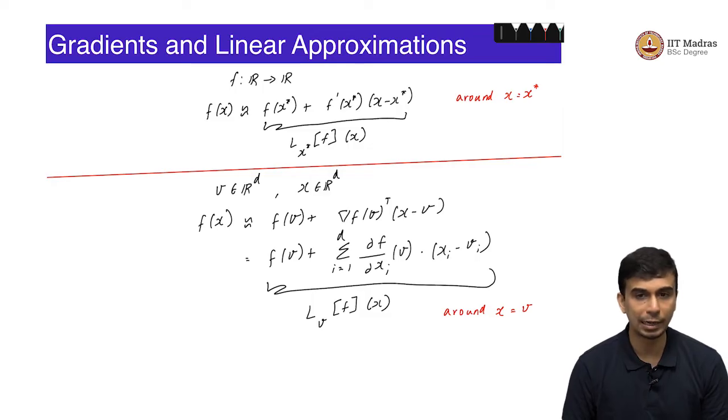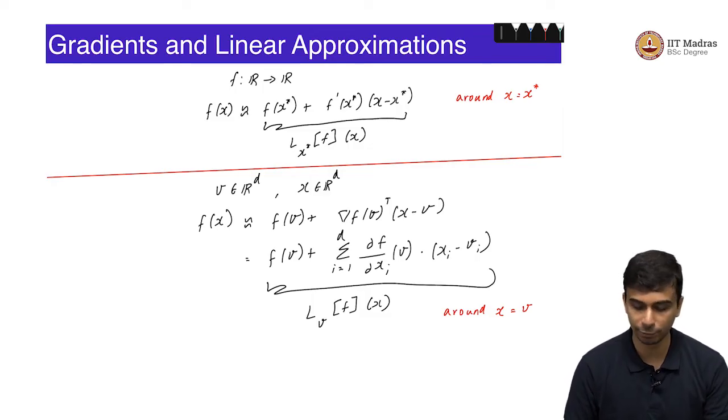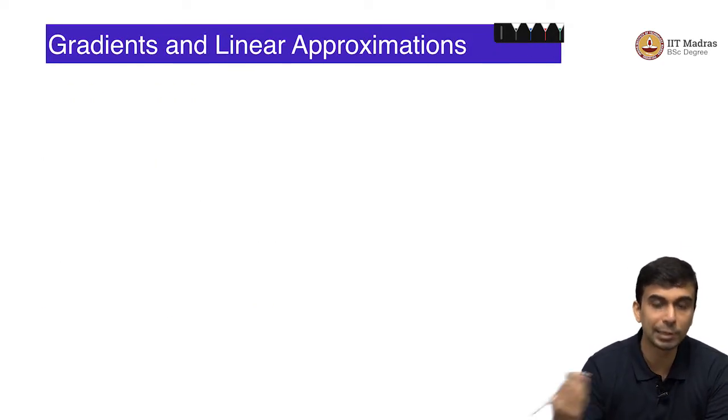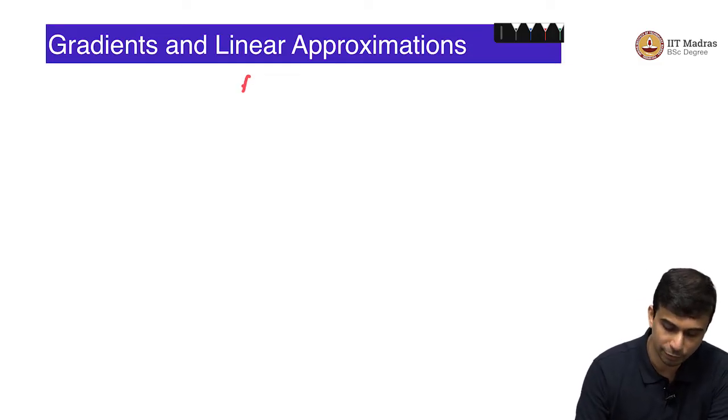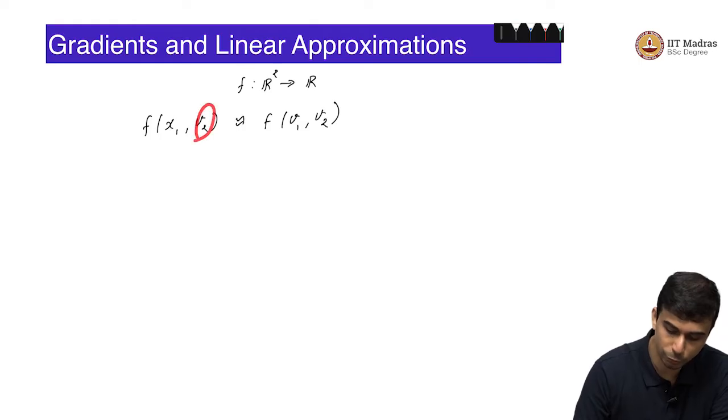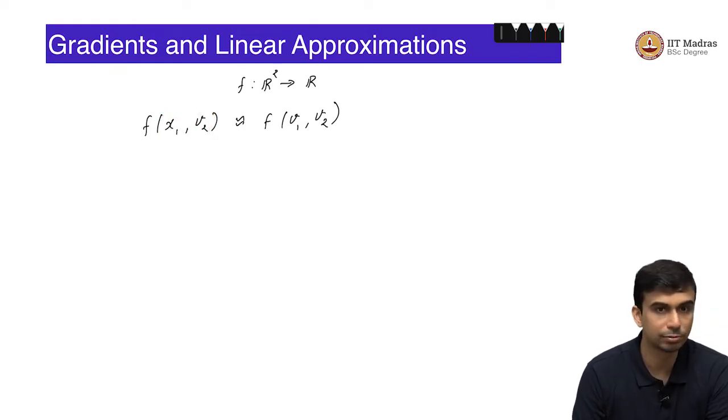We will give one possible interpretation of this linear approximation. The way we do that is by breaking down into multiple one dimensional functions. We will make life easier for ourselves and just consider a two dimensional function. This easily extends to multi-dimensional functions as well. Let us say f from R2 to R. f of x1 comma v2 is approximately equal to f of v1 comma v2. We are viewing the second variable as a constant, the first variable as the variable, so we are approximating around v1.